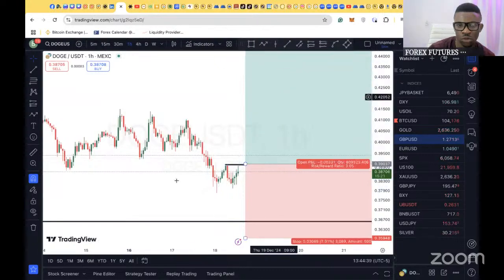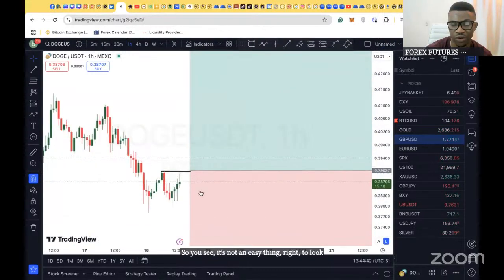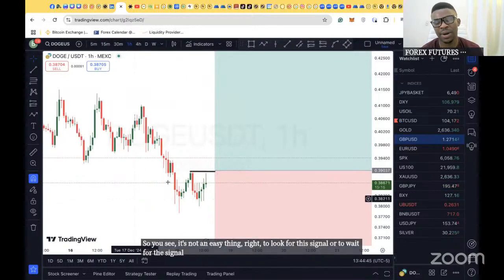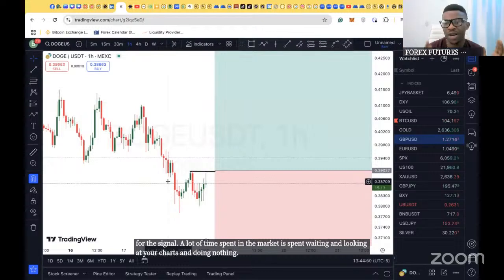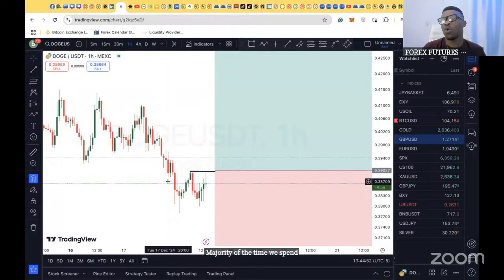So you see, it's not an easy thing to look for this signal or to wait for the signal. A lot of time spent in the market is spent waiting and looking at your charts and doing nothing. The majority of the time we spend while trading, we spend doing nothing, just looking at the charts and waiting to see a reason to enter. We don't just enter because it's time to buy. We need to see a reason why we are entering.